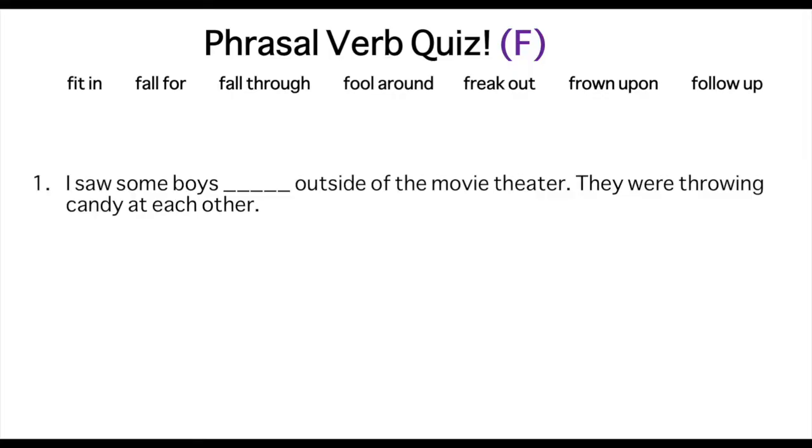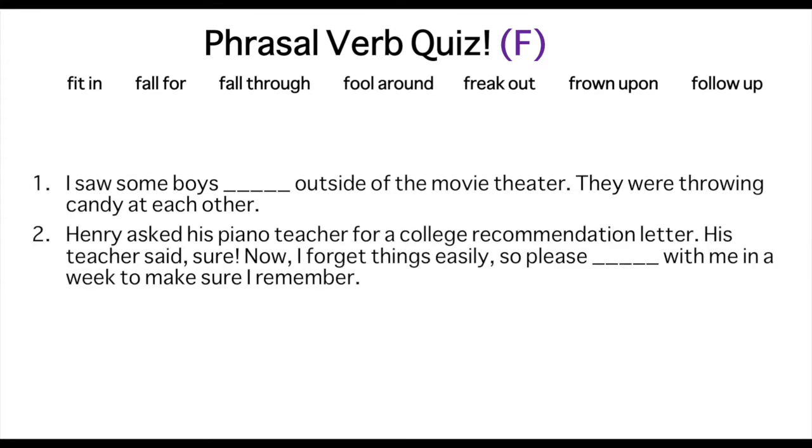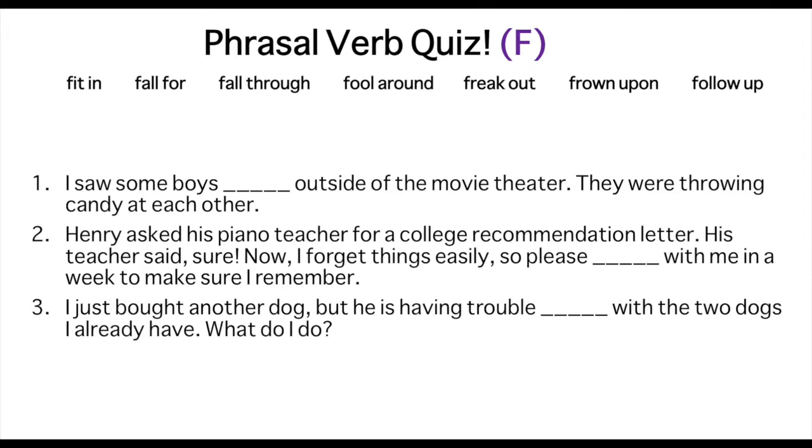Number 1. I saw some boys blank outside of the movie theater. They were throwing candy at each other. Number 2. Henry asked his piano teacher for a college recommendation letter. His teacher said, "Sure. Now, I forget things easily, so please blank with me in a week to make sure I remember." Number 3. I just bought another dog, but he is having trouble blank with the 2 dogs I already have. What do I do?